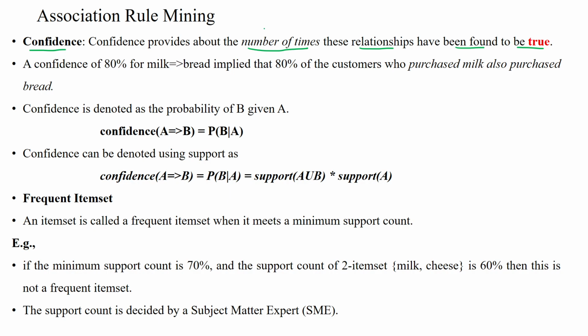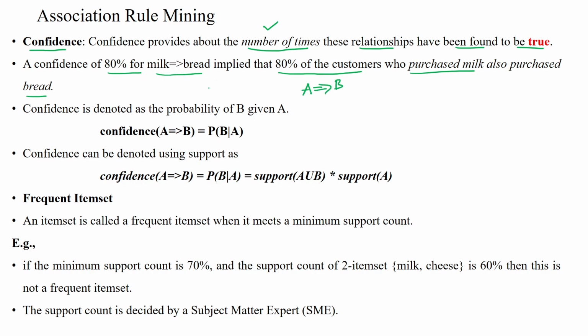So we have to count the number of times that the relationship is found to be true. A confidence of 80 percent for milk implies bread indicates that 80 percent of customers who purchased milk also purchased bread. So 80 percent of customers who purchased milk also purchased the bread. That is the meaning of A implies B, right?